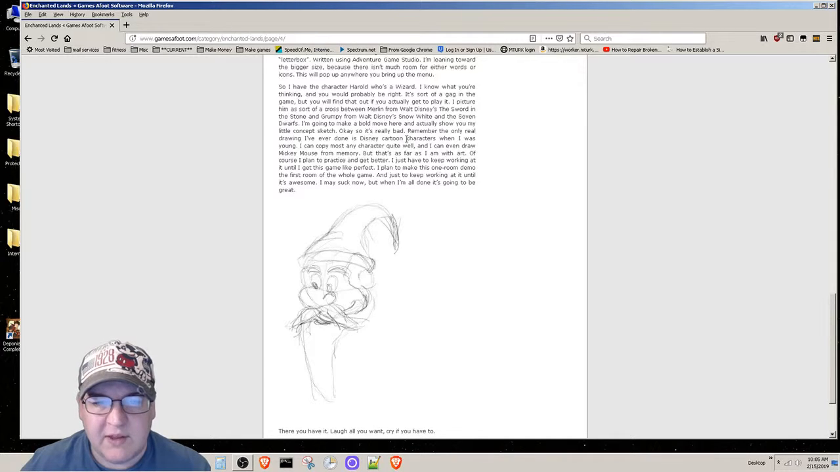Show you my little concept sketch. Okay, so it's really bad. Remember, the only real drawing I've ever done is Disney cartoon characters, when I was young. I can copy most any character quite well. I can even draw Mickey Mouse from memory, but that's as far as I am with art. Of course, I plan to practice and get better. I just have to keep working at it until I make this game perfect.